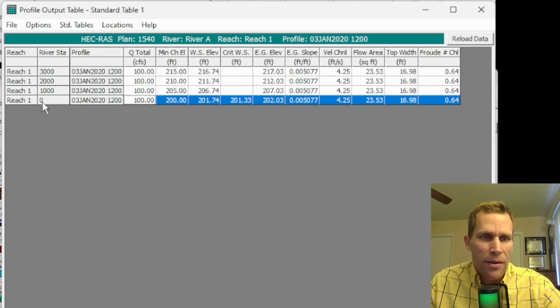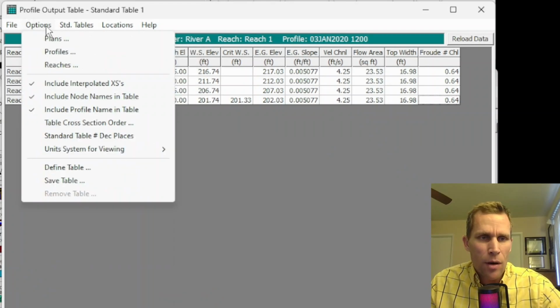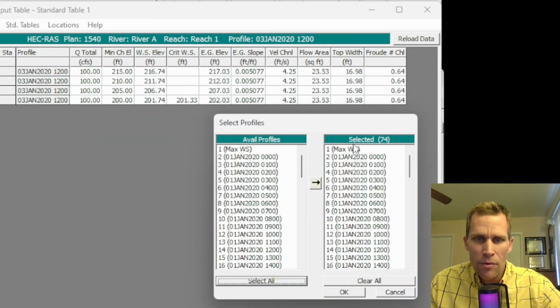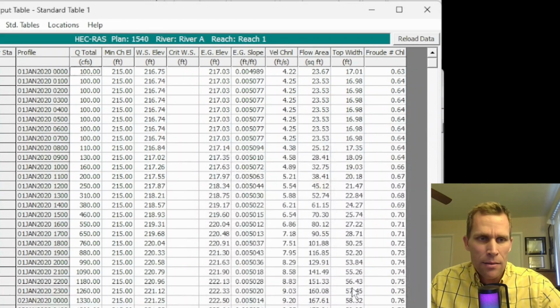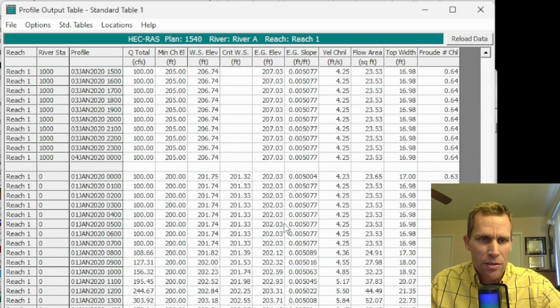We were only looking at this last cross section right here at river station 0.64. But if I want to toggle on all the time periods, I can go to options and then profiles and then select all, remove the max, click OK. And now this is all for the top cross section. So let me scroll down to the bottom cross section here.